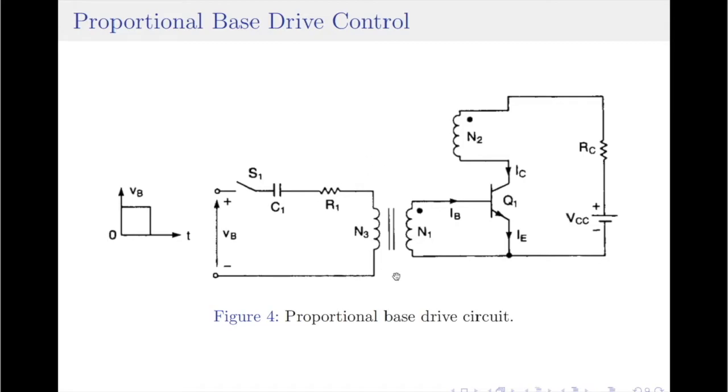In the proportional base drive control technique, the base current IB changes in proportion to the collector current whenever there is a change in the load. Coming to the operation, when switch S1 is closed for a short duration, a pulse current of short duration is generated that passes through the transformer windings and drives the base of the transistor Q1. The transistor Q1 turns on and enters the saturation.